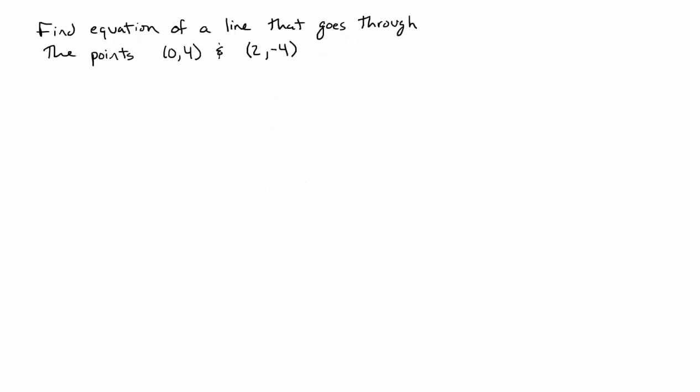In the next example, it says find the equation of a line that goes through the points (0, 4) and (2, -4). So now we need to do the steps that we did in the first example and the steps that we did in the second example. We're going to start by finding our slope because it's not given. So m is equal to y2, which is -4, minus y1, which is 4, divided by x2, which is 2, minus x1, which is 0. Now we have -4 minus 4 is -8, divided by 2 minus 0, which is 2. And -8 divided by 2 is equal to -4. So we have a slope of -4.